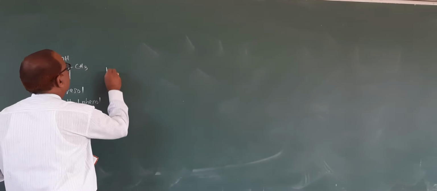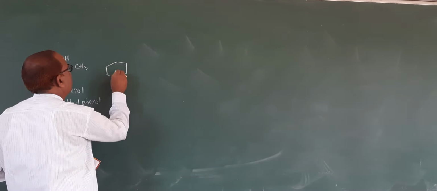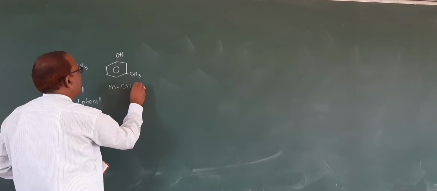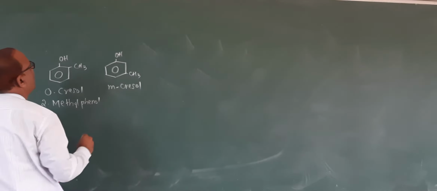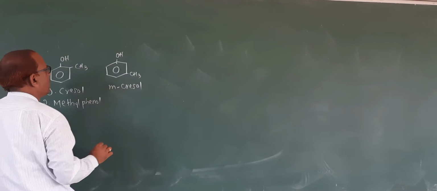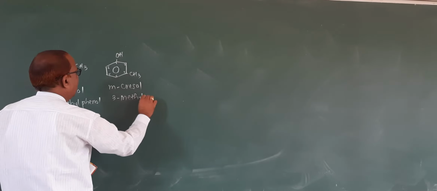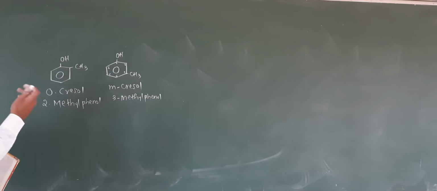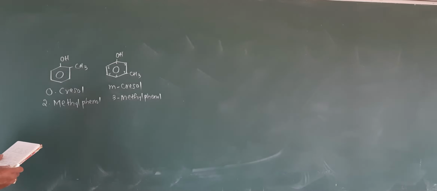If you have m-cresol, how can you name that? Its common name is m-cresol. By giving number 1 to the OH group carbon, then 2, 3, 4, 5, 6, it becomes 3-methylphenol. Similarly, if you have p-cresol, 4-methylphenol will be the name for that.